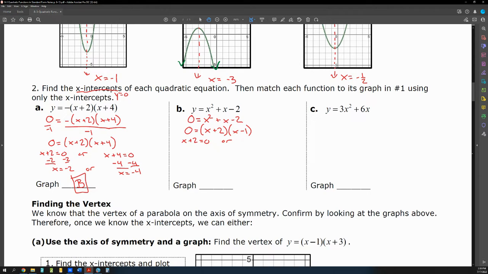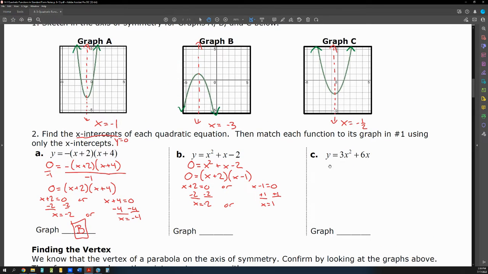Using the zero product property, we can set each factor equal to 0. So we get x plus 2 equals 0, or x minus 1 equals 0. And we get solutions for x equals negative 2, or x equals 1. So these x-intercepts of (-2, 0) and (1, 0) correspond with graph C.